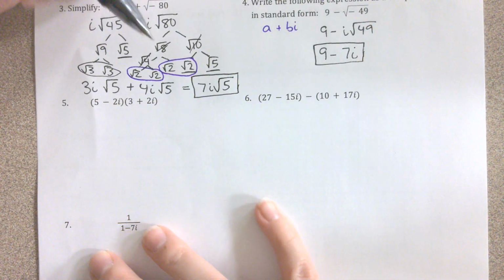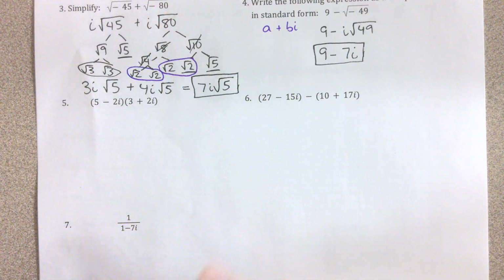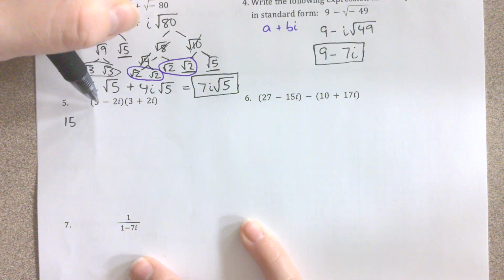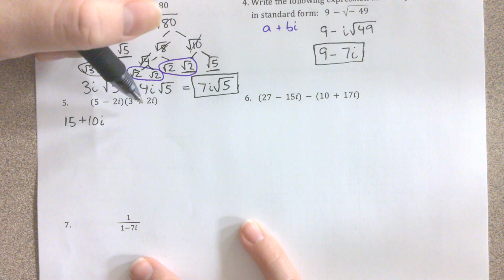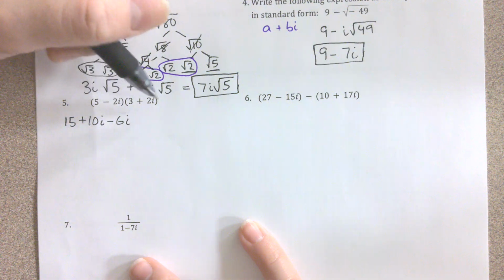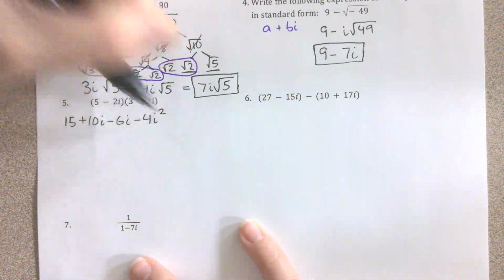Number 5, we have 5 minus 2i times 3 plus 2i. This is multiplication, so we're going to FOIL. 5 times 3 is 15. 5 times 2i, that's 10i. Negative 2i times 3, that's negative 6i. Negative 2i times positive 2i, this is negative 4i squared.